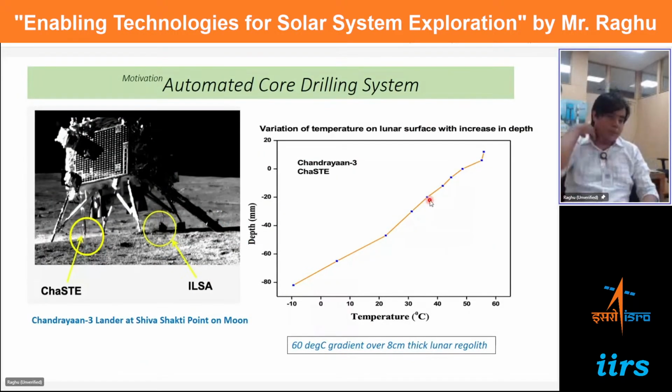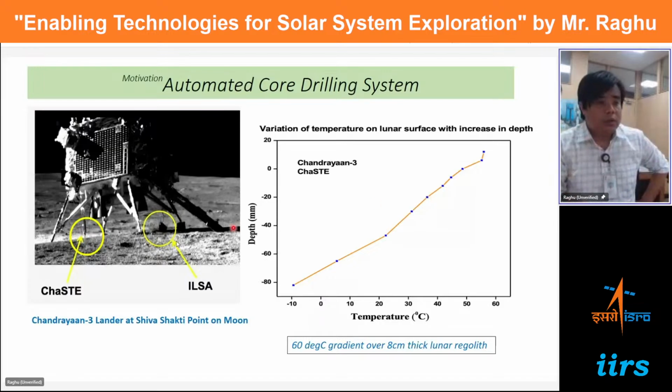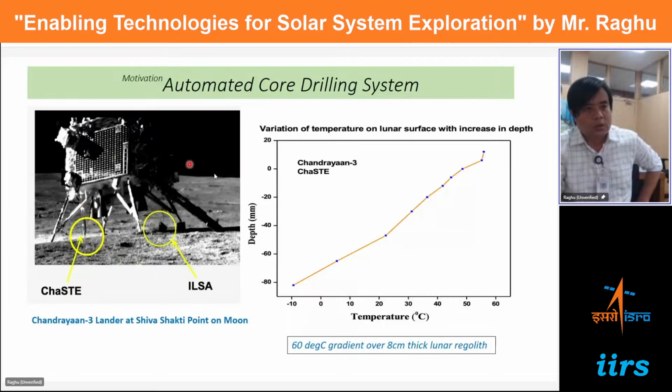Now you see, in Chandrayaan 3 there were instruments which measured moonquakes, the vibrations, and another measured the surface temperature up to 10 centimeters. There are 10 sensors, called the surface temperature measurement. So we have this temperature profile on the surface.